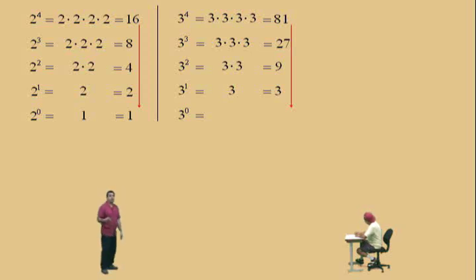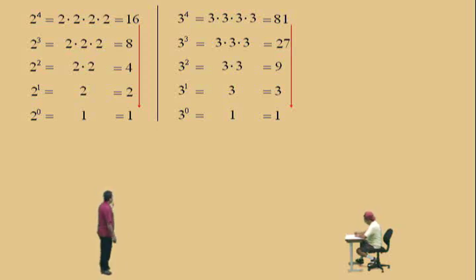I'll help you out here. 81 divided by 3 is 27. 27 divided by 3 is 9. 9 divided by 3 is 3. And if we continue the pattern, we have base 3s. 3 divided by 3 is 1. And so again, we see 3 to the 0 is 1. So here we've done it with two different bases, and looking at the pattern, we get the result of 1 whenever we raise to the 0 power.